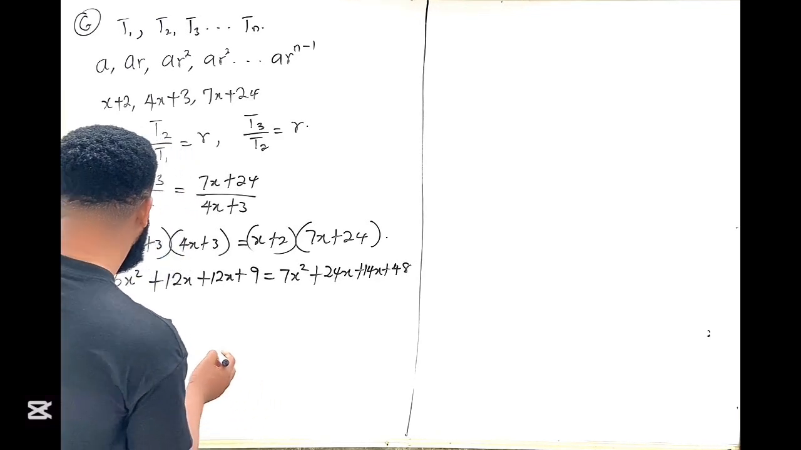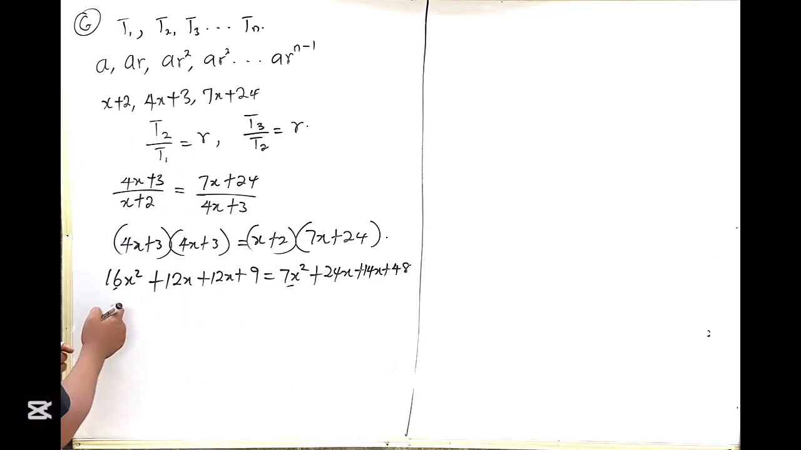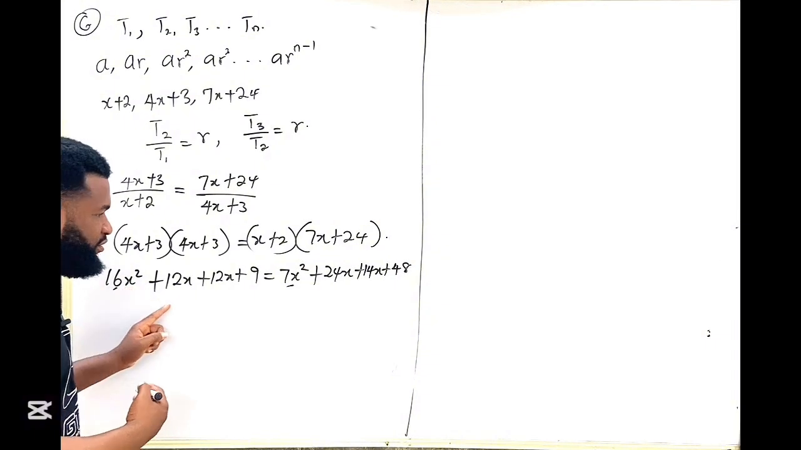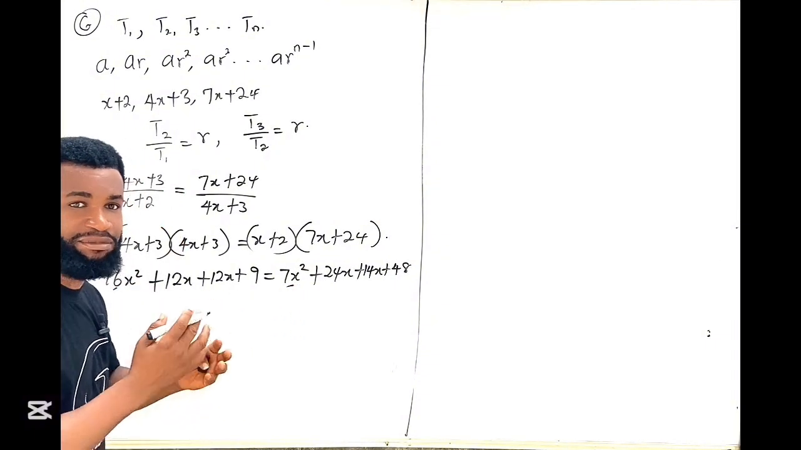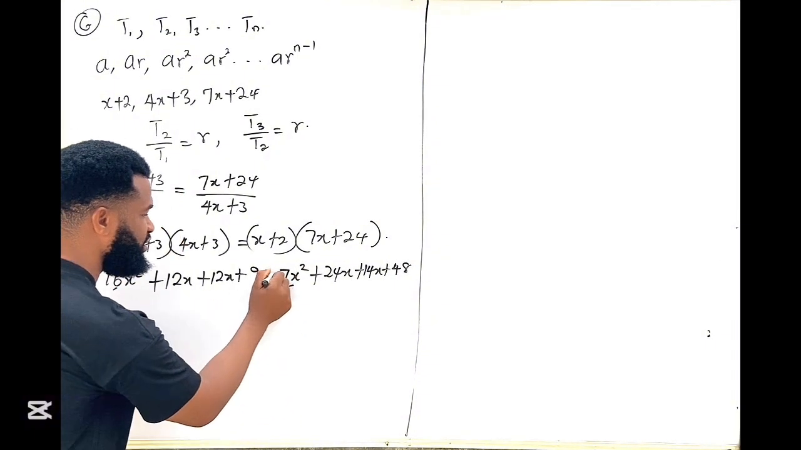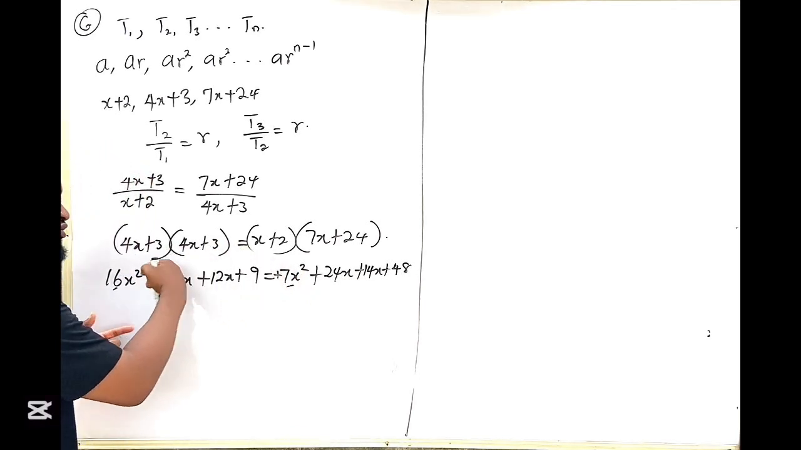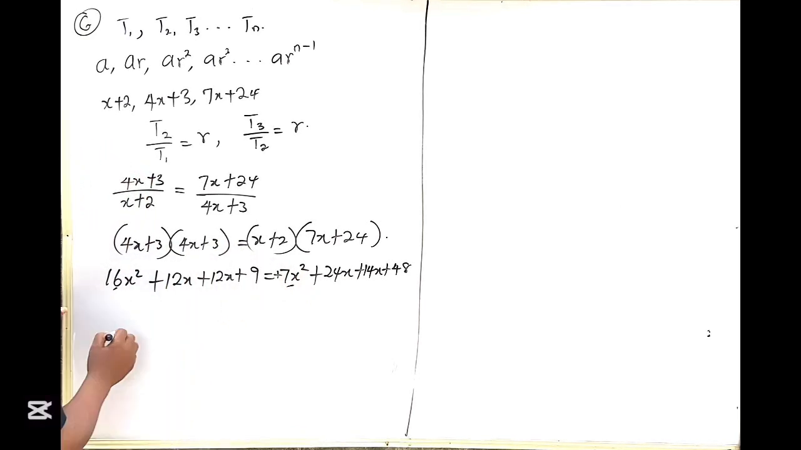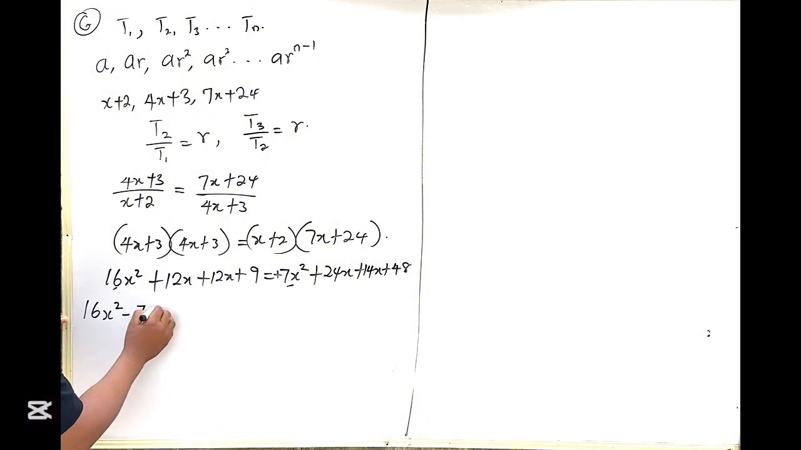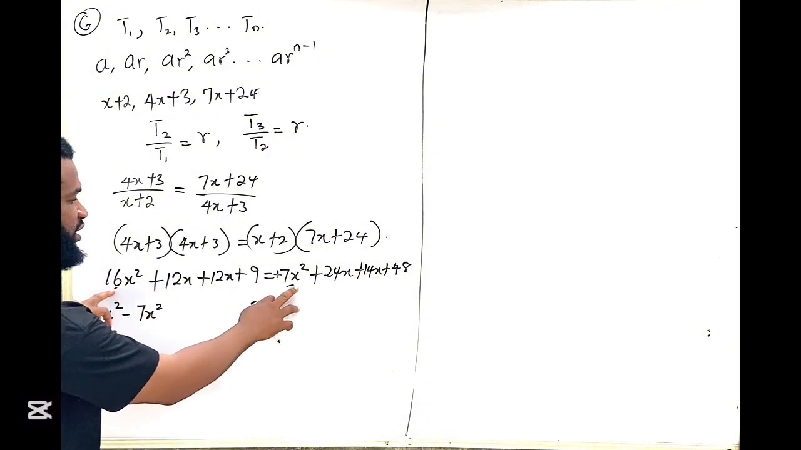If you look at this, like terms are this and this, because the one having x squared with the one having x squared, they will combine. That means they are like terms. So I'm going to say, since this place is positive, if you cross over to the other side of the equation, it's going to be negative. So I'll have 16x squared minus 7x squared. I have dealt with only x squared.